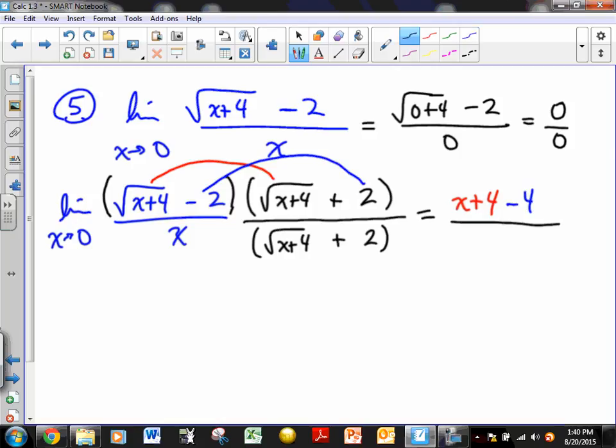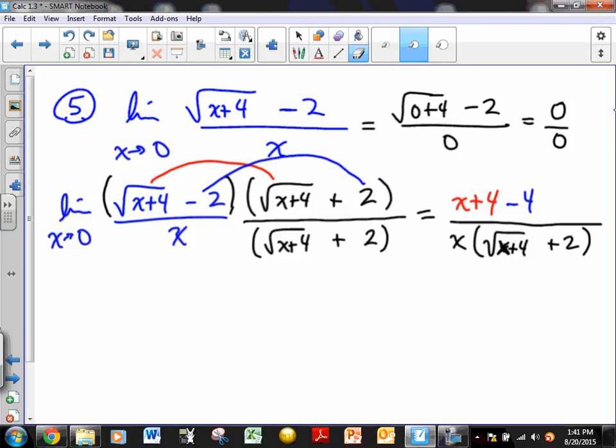Now on the bottom, you might be tempted to want to go ahead and distribute this and multiply it out. You won't need to. Let's just leave it as x times square root of x plus 4 plus 2. Good idea not to multiply that at this point. Here's why. If you do that, well, we're just going to factor it out later anyway.